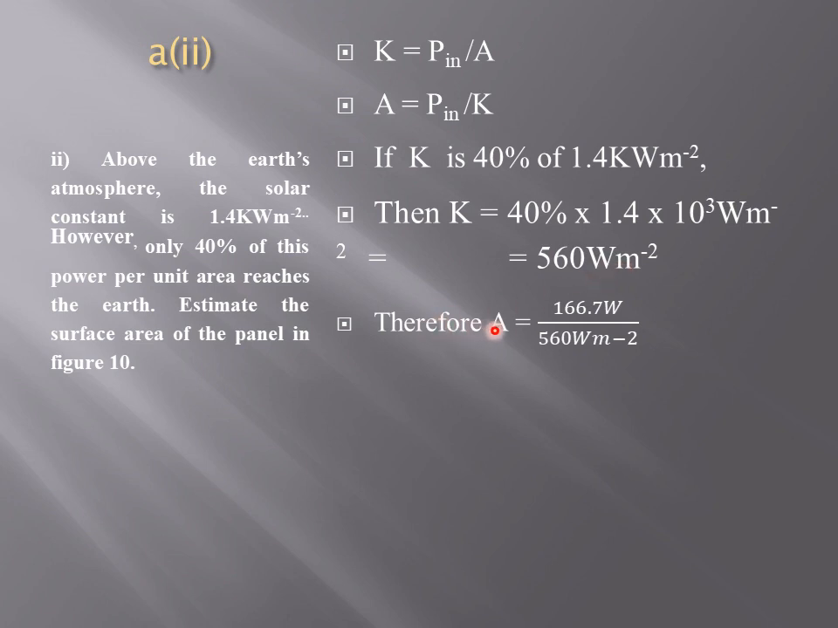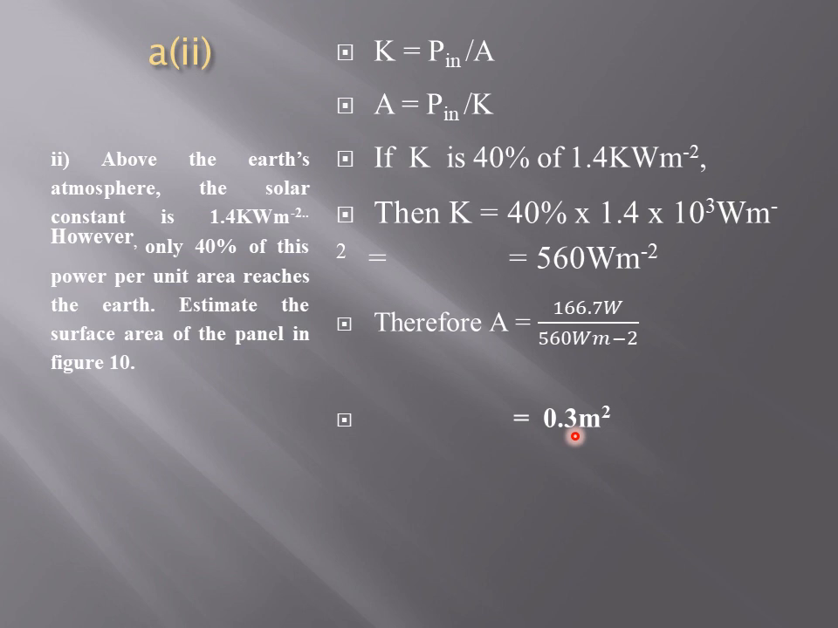Beautiful. Therefore, this area is equal to the power input that we calculated, which is 166.7 watts, divided by the 40% of the solar constant. And what do we have? We have the area as 0.3 meter square.